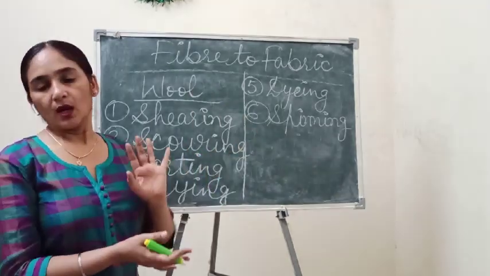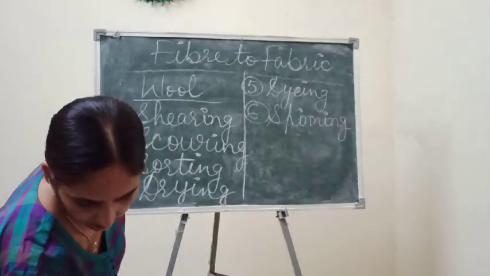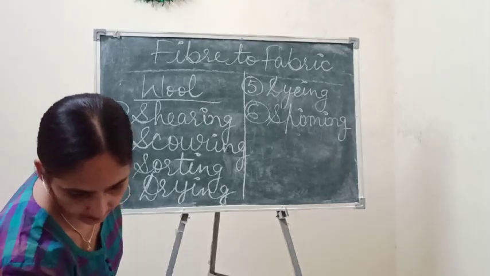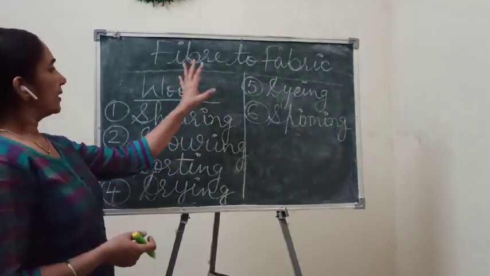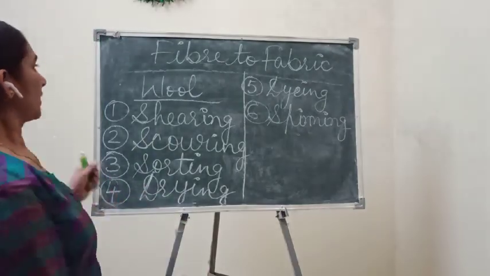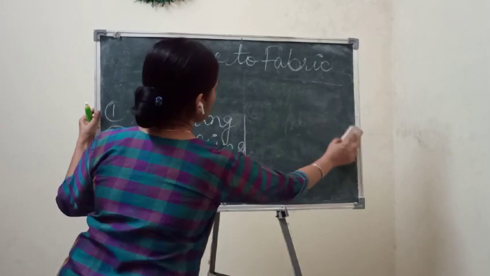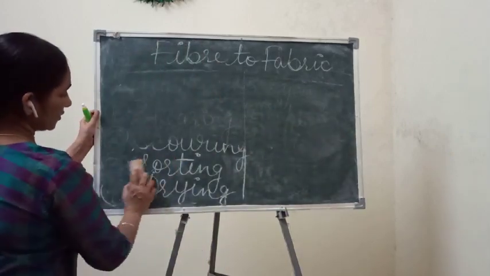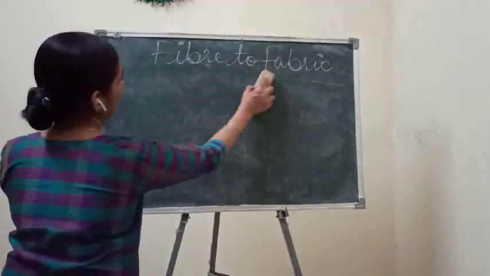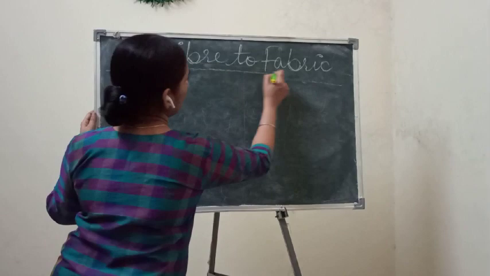Okay, so under these processes we have studied about the wool. And next your topic is silk. Now what process we will adopt for the silk, that also you should know. How we get silk from silkworm or silk moth. Let's study about silk.